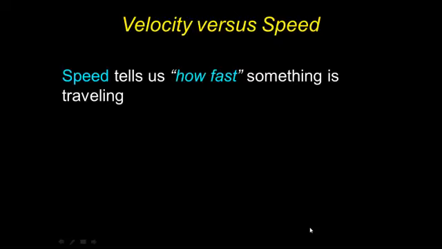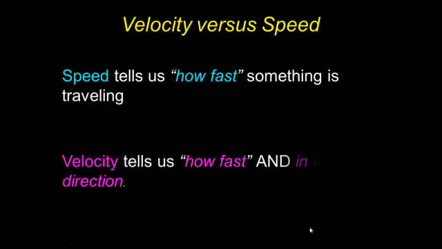And two other words that we often use are velocity and speed. Now, speed just tells us how fast something is traveling. It doesn't tell us what direction it is traveling. And that's why in physics we use the word velocity, because velocity tells us how fast or slow an object is traveling, but also in what direction. So it tells us a lot more information about how the object is moving.